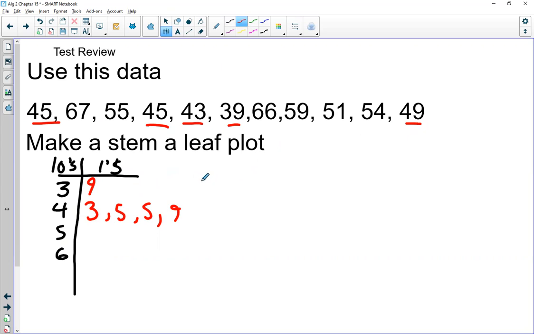And then let's see, 50s, we got a 51, a 54, a 55, and then a 59. That seems to be it in the 50s. And then 60s, we got 66 and 67. So the first question on your test is going to be something like that, where you have to make a stem and leaf plot based off data.